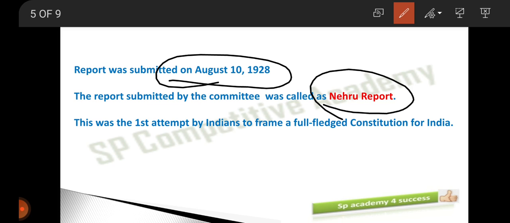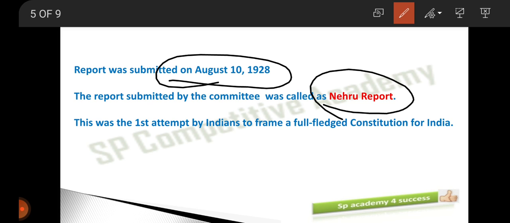This is the story behind the Nehru report. So what are the questions that you may get from this topic? For example, who gave the Nehru report? You can get this question. You may get confused between Jawaharlal Nehru and Motilal Nehru. But just remember, the Nehru report was not submitted by Jawaharlal Nehru. It was submitted by Motilal Nehru.